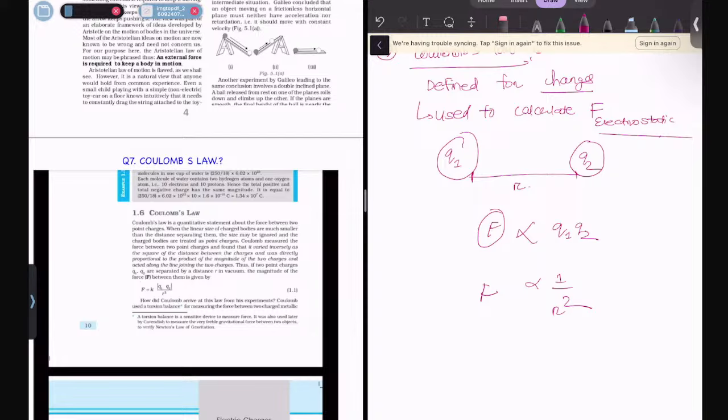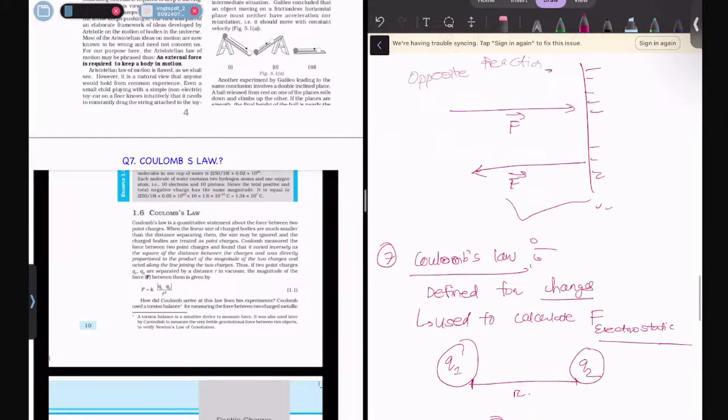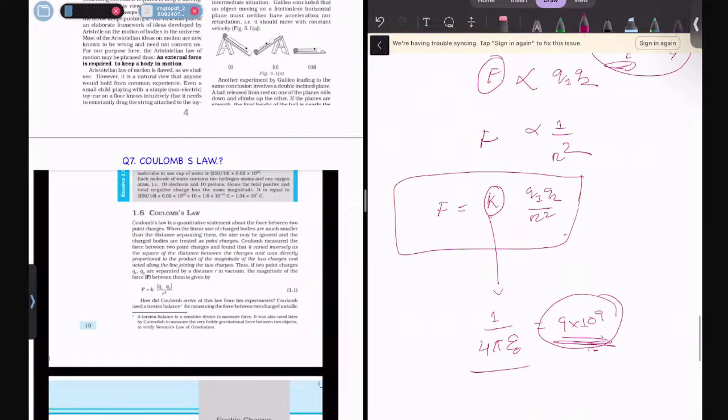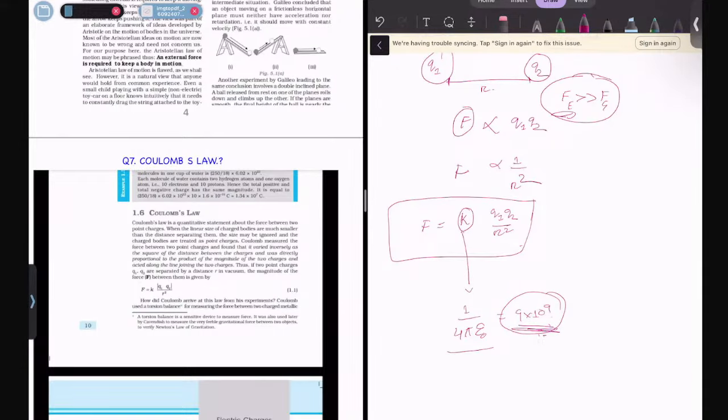So to calculate force, we have to add a proportionality constant K: K Q1 Q2 upon R square. So what is K, guys? I think you must have heard this. You must know 1 upon 4 pi epsilon, and the value of this is 9 into 10 to the power 9. Since this value is so large, the electrostatic force is very much greater than gravitational force. Electrostatic force is very large. This is Coulomb's law.